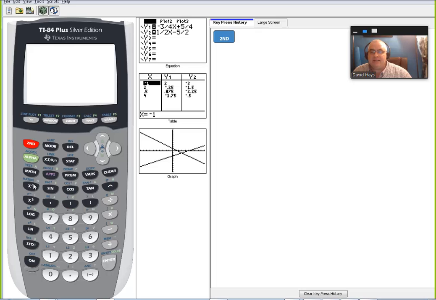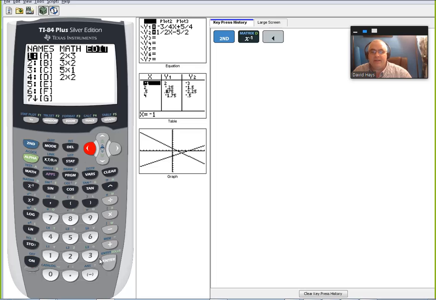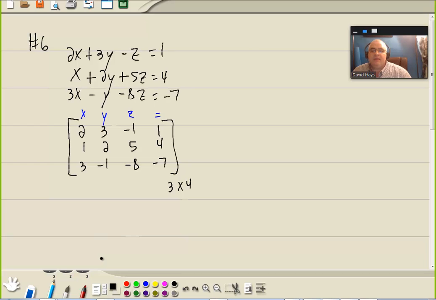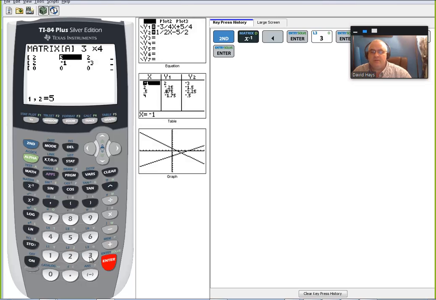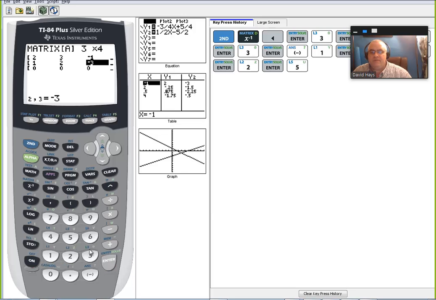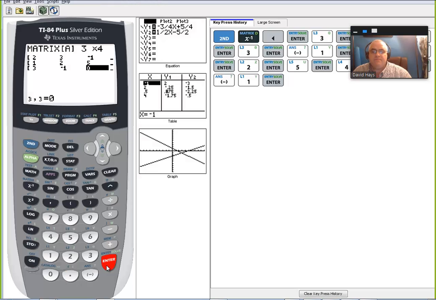So I do second, x negative 1, go over to edit, enter on A. 3 by 4, so I do 3 enter, 4 enter. And then we got 2, 3, negative 1, 1, 1, 2, 5, 4, 3, negative 1, negative 8, negative 7.